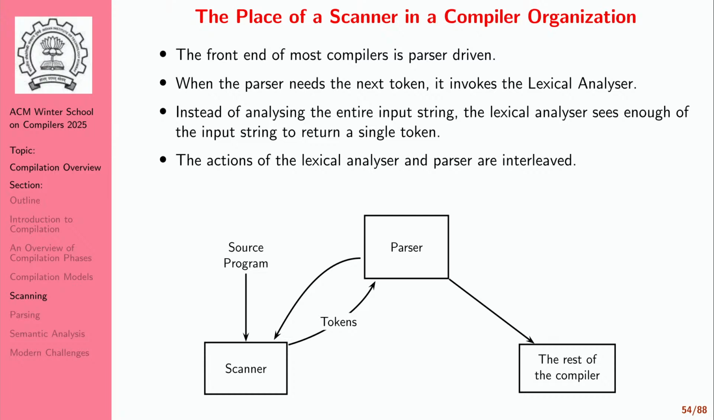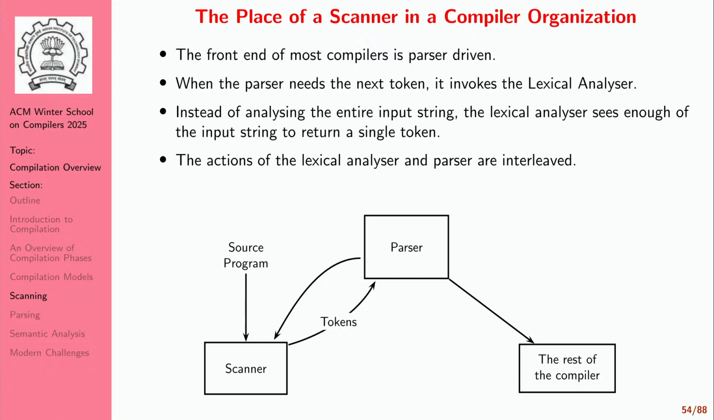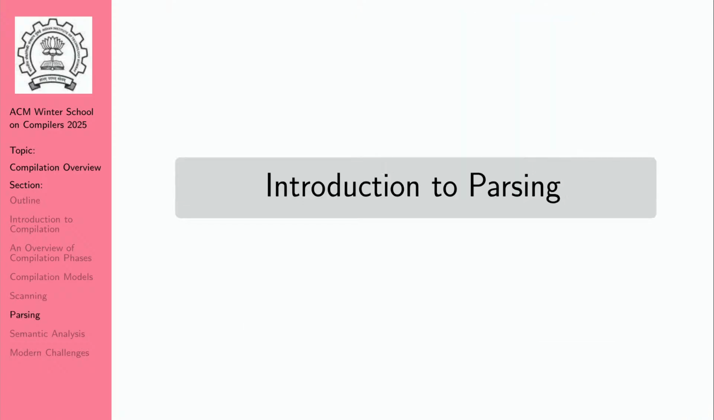So this is the place of the scanner in a compiler organization. As we saw before, we have a parser which invokes the scanner. The scanner is generated from specifications and returns the token to the parser. The parser does something, and here is the rest of the compiler. This is the typical structure and place of the scanner in a compiler. We will take up the introduction to parsing and semantic analysis after the break. It's 12:30, so we can stop now.